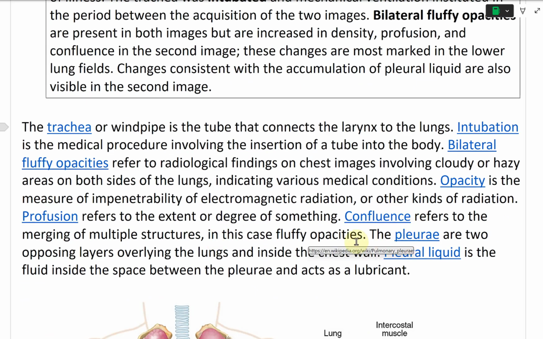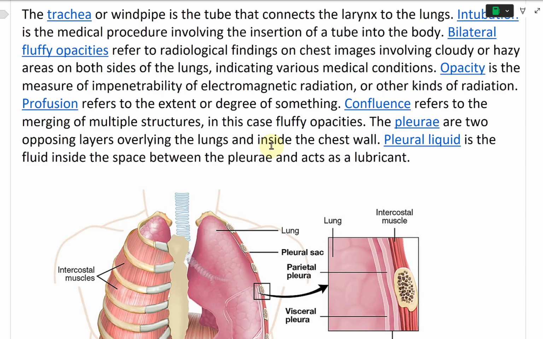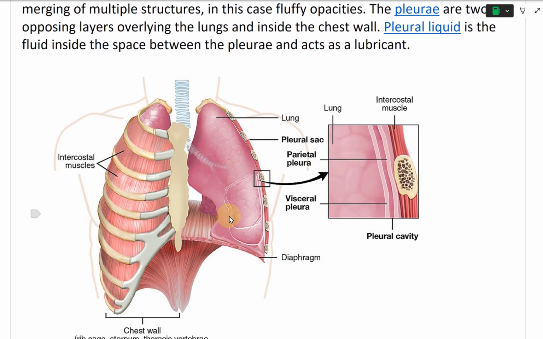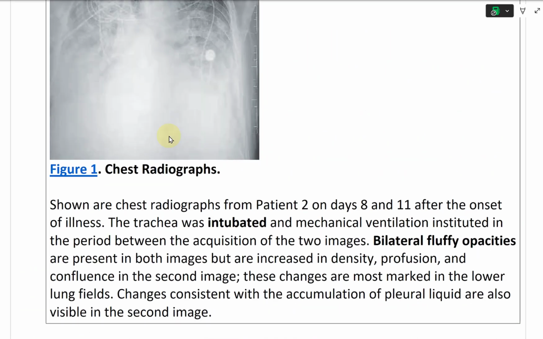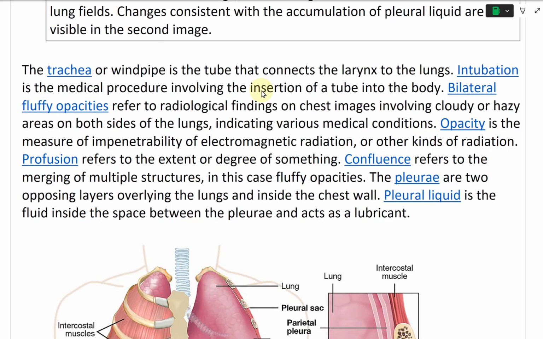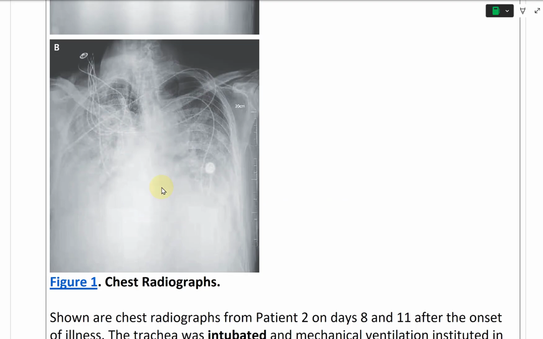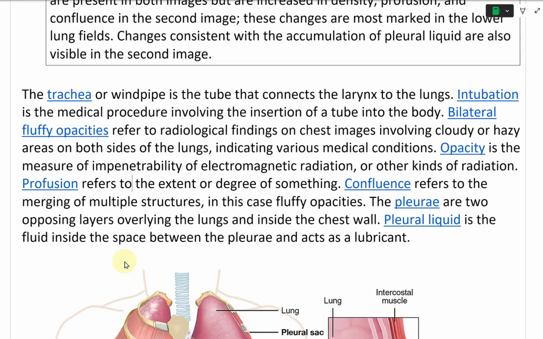And the next one is right here, the pleurae, or plural for this pleura. I believe that's plural for it. But anyways, the pleurae are two opposing layers overlying the lungs and inside the chest wall. And pleural liquid is the fluid inside the space between the pleurae and acts as a lubricant. So if you have the lungs here, and then you have the chest wall around it, you're going to have this double layer there. So there's the pleural cavities in between. There's a double layer there, and there's fluid inside this that acts as a lubricant. There's an intercostal muscle. That's these parts right there on the chest wall. It's very, very interesting. Yeah, so this shows that there's accumulation of that pleural liquid inside, in between the lungs and the chest wall, which is supposedly what's occurring and making it more opaque from the CT scan. So very, very interesting.